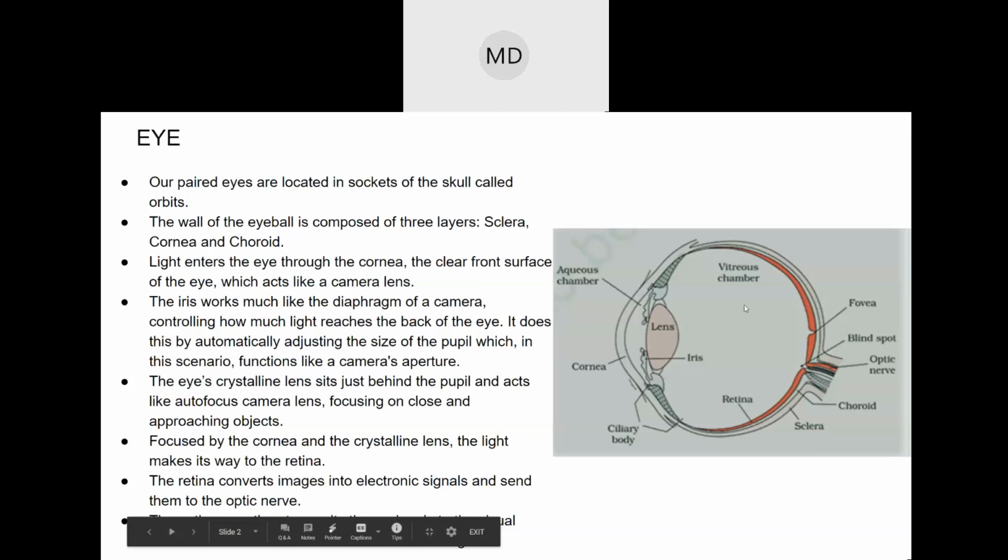Okay, this is the structure of the human eye. This diagram is. Please mute yourself. Please mute yourself, everyone. Whenever you want to speak, you can unmute and speak.